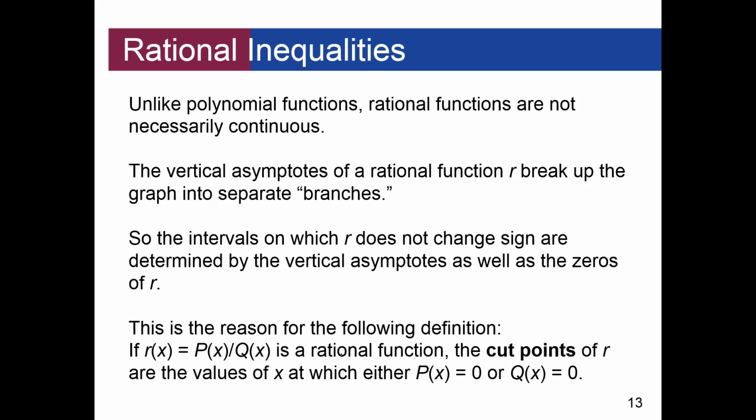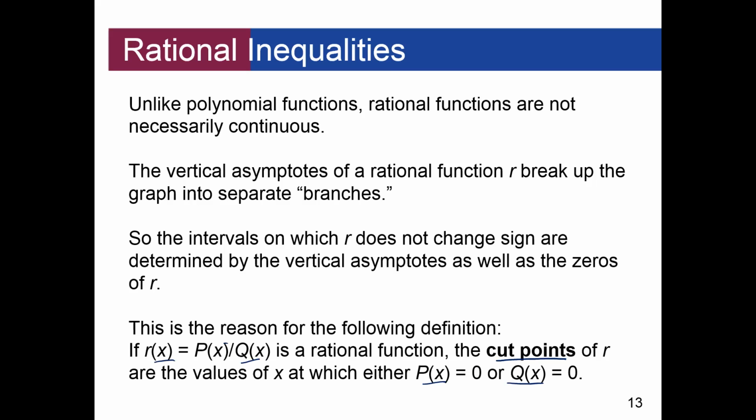Like we said earlier, the cut points or critical points are basically the zeros of the numerator. With R of x equal to P of x over Q of x, it will be the zeros of the numerator and the zeros of the denominator.